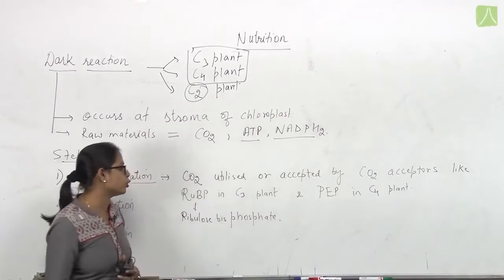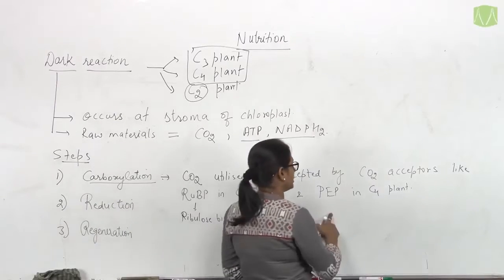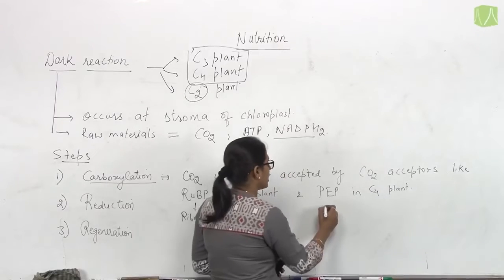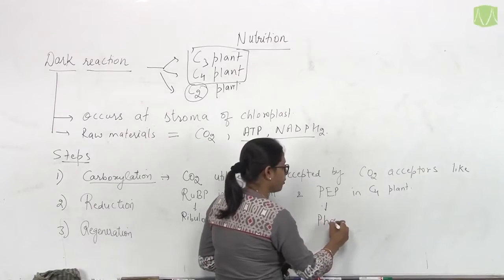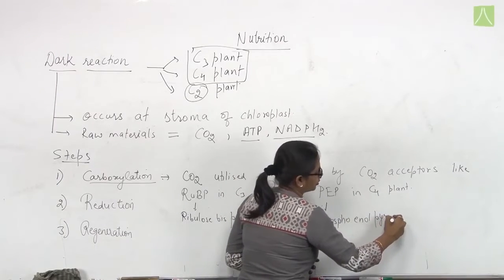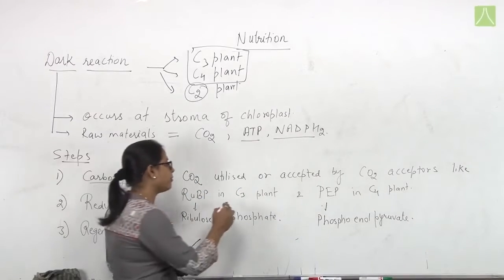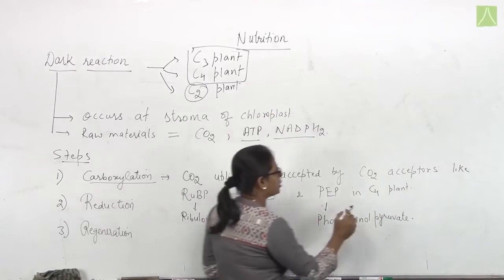This is the first CO2 acceptor in case of C3 plant. But in C4 plant, there is another CO2 acceptor, that is PEP. The full form is phosphoenol pyruvate. Now, one more thing is this, why we call it a C3 plant and why we call it a C4 plant.